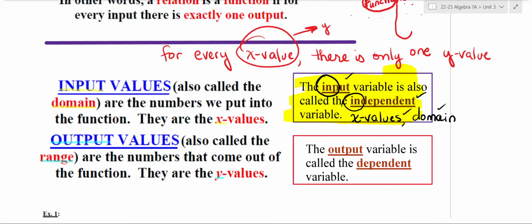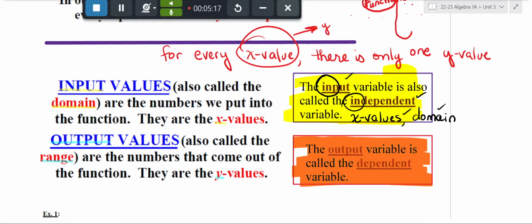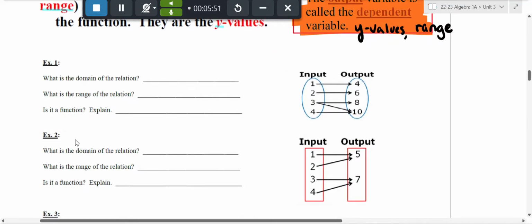And then the other one is the output variable, which is known as the dependent variable, okay? And this is going to be our y values. And from now on, we're going to call it range. It's technically codomain, but range is what we use in high school, so we're going to go with it. Okay, so those are the four things that we need to keep together and remember.